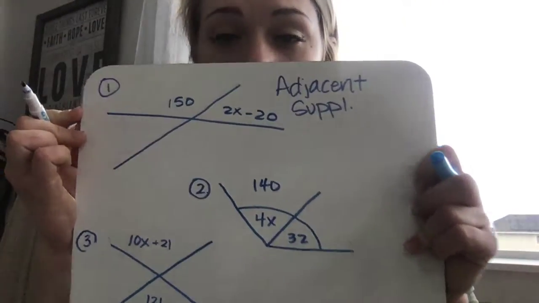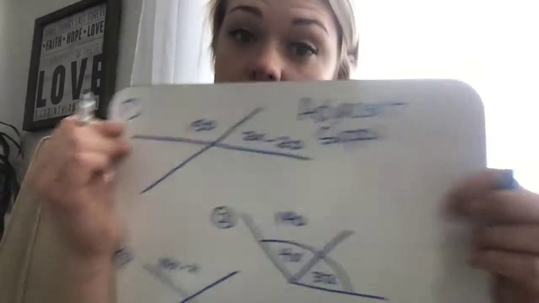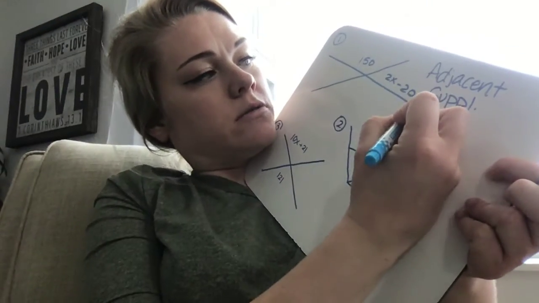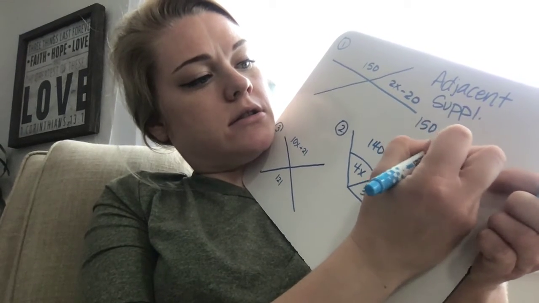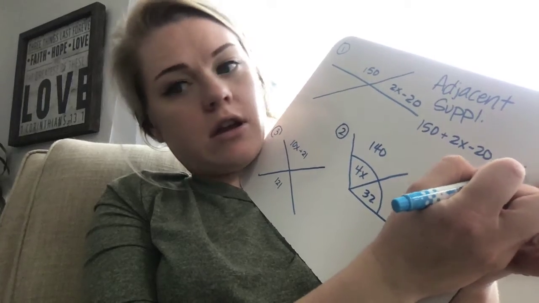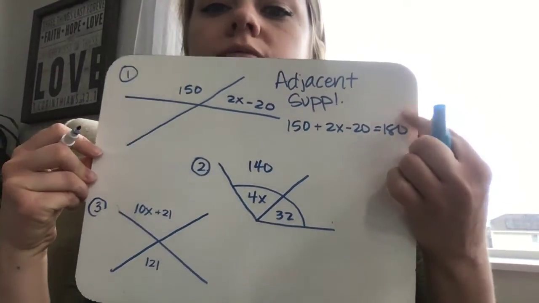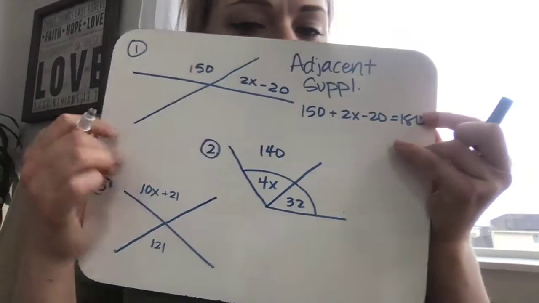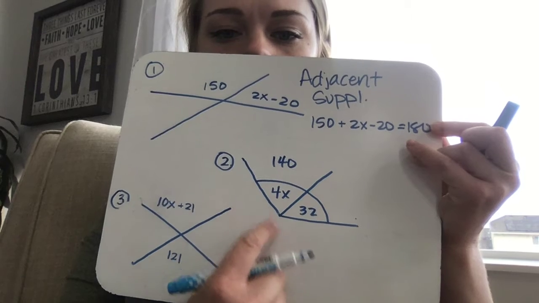Now, you remember from last time that a supplementary angle means it adds up to 180 degrees. So the equation would look like 150 plus 2x minus 20 equals 180 for number 1. For number 2, are they across from each other, like across the street?